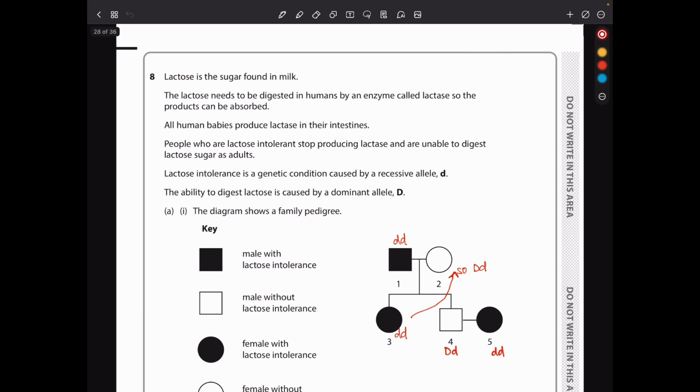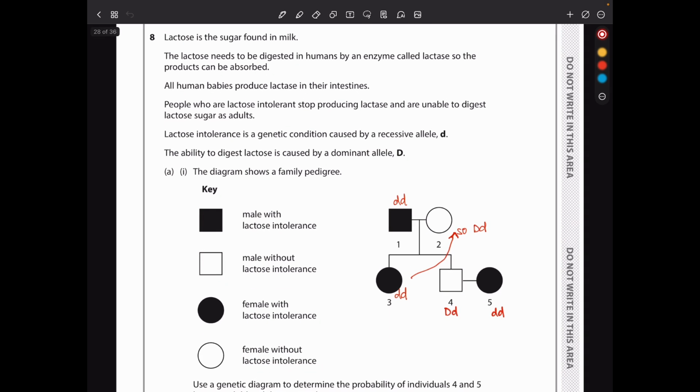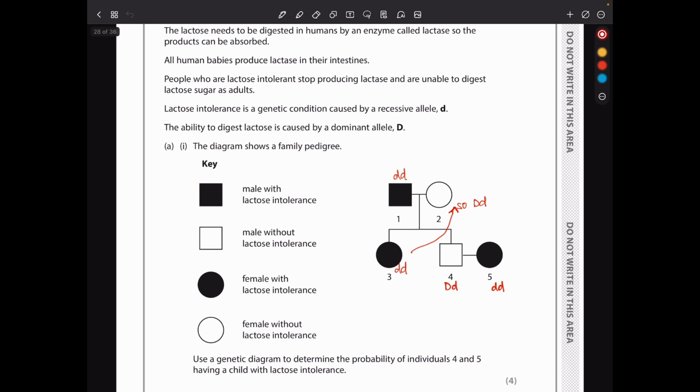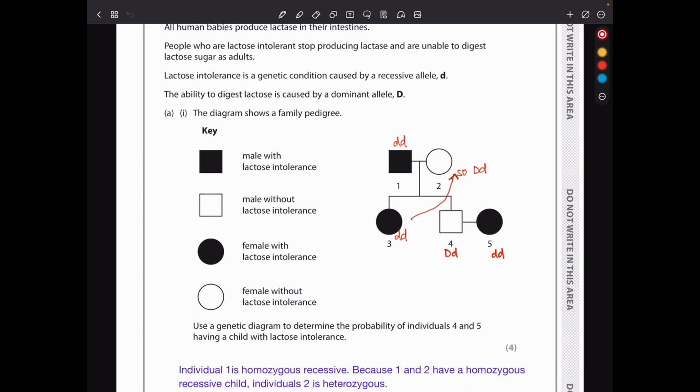In question 8, they say lactose is the sugar found in milk. The lactose needs to be digested in humans by an enzyme called lactase so the products can be absorbed. Human babies produce lactase in their intestines. People who are lactose intolerant stop producing lactase and are unable to digest lactose sugar as adults. Lactose intolerance is a genetic condition caused by a recessive allele d. The ability to digest lactose is caused by a dominant allele, capital D.